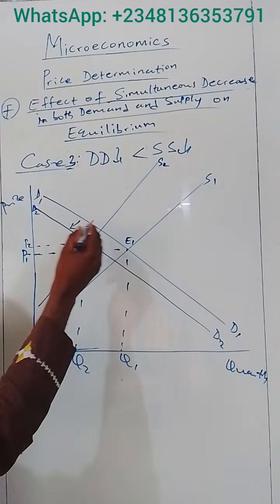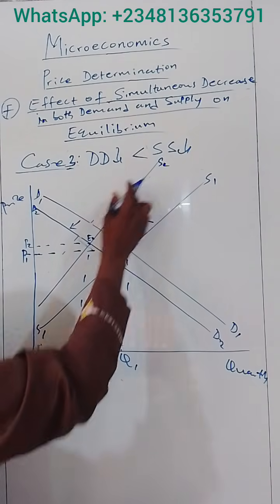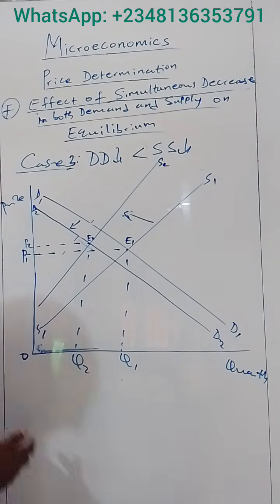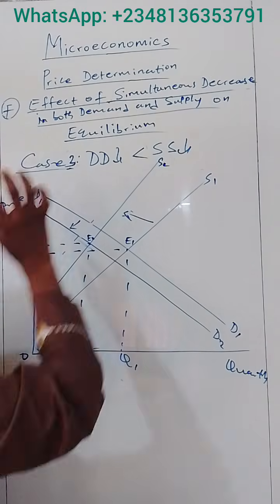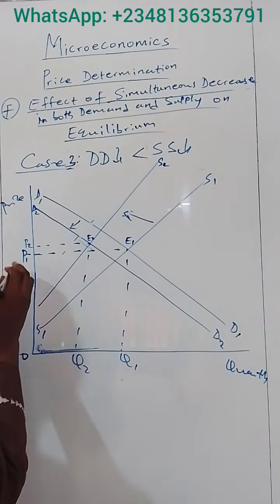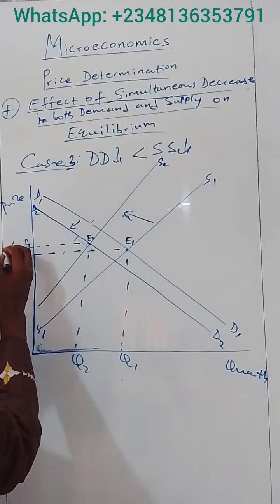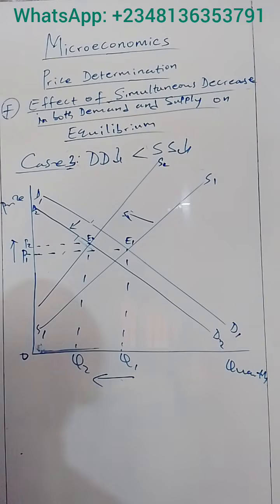Okay, you can see this has decreased from S1 to S2, and this also has decreased from D1 to D2. You can see the size of the change in supply is greater than that in demand, right? Now, the effect is that moving from P1 to P2, you can see the price has increased from P1 to P2, while the quantity has fallen from Q1 to Q2.